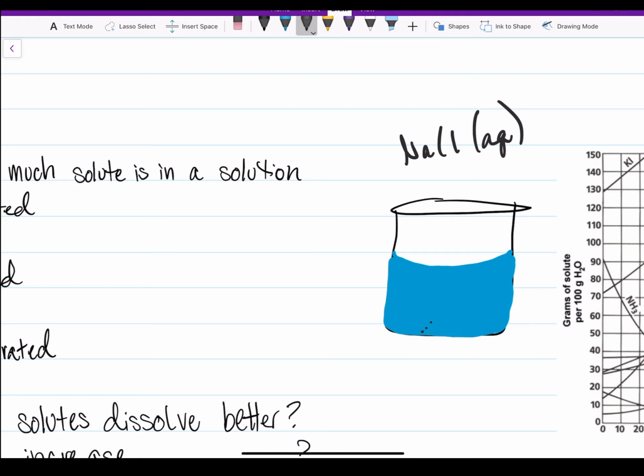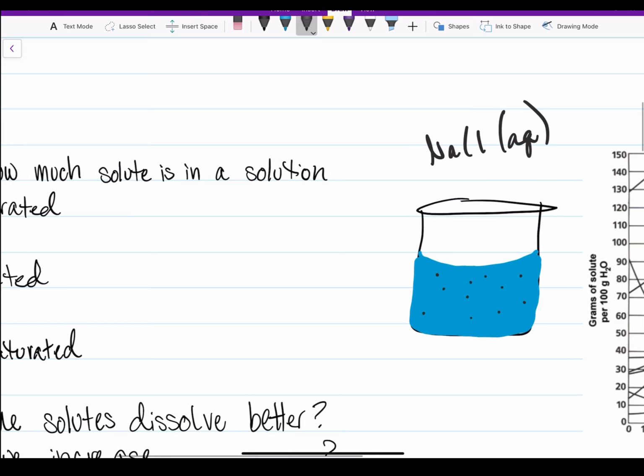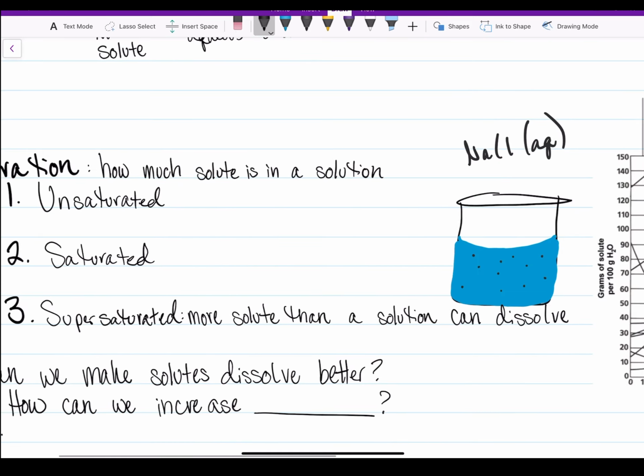But if we have just enough in there, and obviously we wouldn't be able to see these because they would dissolve, if we have enough in there that it's still floating around and able to dissolve, now we have a perfectly saturated solution. We have the maximum salt we can put in there and it still dissolves. So let's write down some definitions. So let's start with supersaturated.